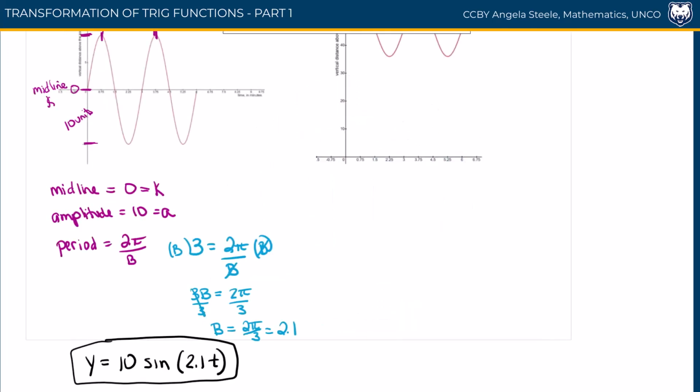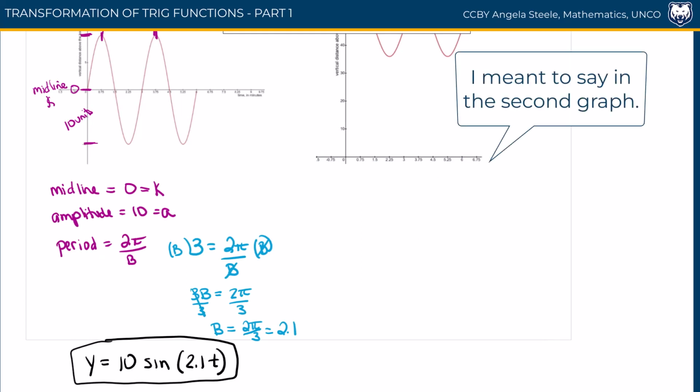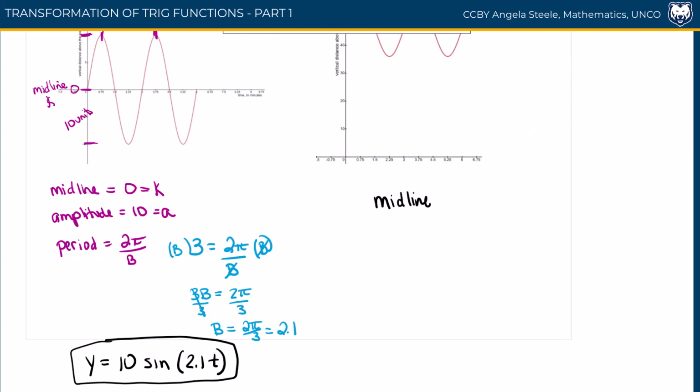Okay, so the only thing that changed in the second video was our midline. So the entire function was shifted up 46 units. So that means our midline is 46. The amplitude did not change. We're still with a radius of 10. And then our period, we did not change that either.